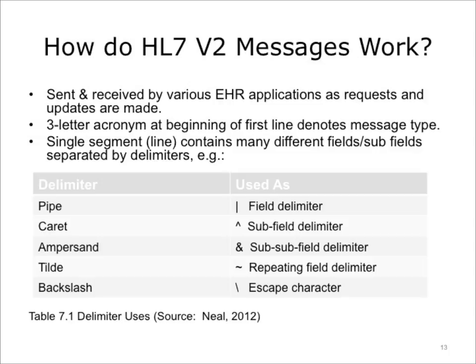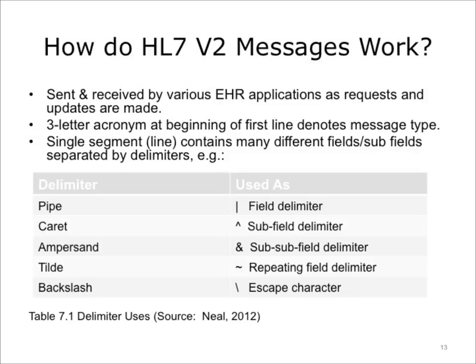So how does HL7 work anyway? Well, we could teach a whole course on understanding and configuring HL7 messages. However, here we will cover a few basic principles. HL7 messages are sent and received by various EHR applications anytime requests or updates are made in the EHR system. In an HL7 message, the name of each segment is indicated in the first field of the segment and is always 3 characters long. Some examples include MSH, PID, NK1, and PV1.